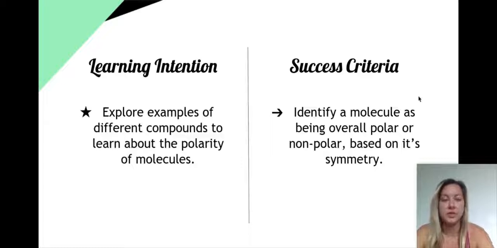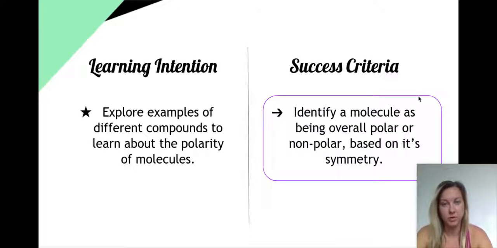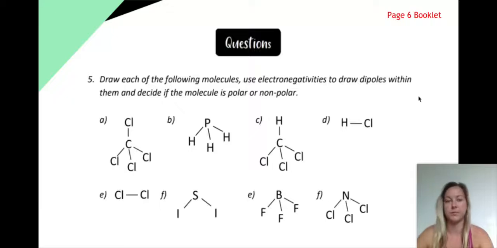So there is not much to this lesson other than that. What we really have to do is just look at compounds and put this into practice. So we want to be able to identify any molecule you're given as being polar or non-polar, and having a look at that symmetry, having a look at the bonds. Are the bonds polar in the first place? Do we have to have a look at the symmetry, etc.? So what we're going to do is make sure that we have achieved our success criteria by looking at some questions.